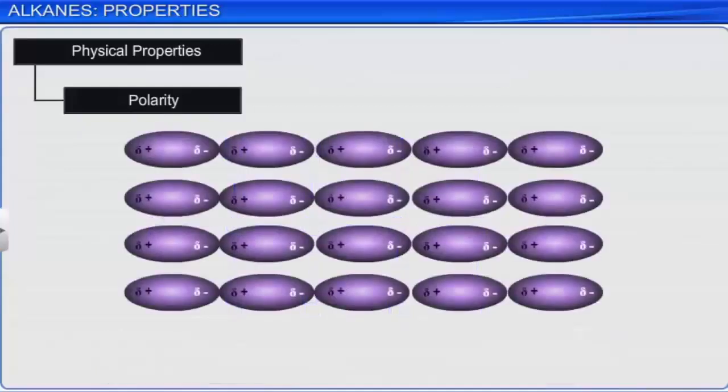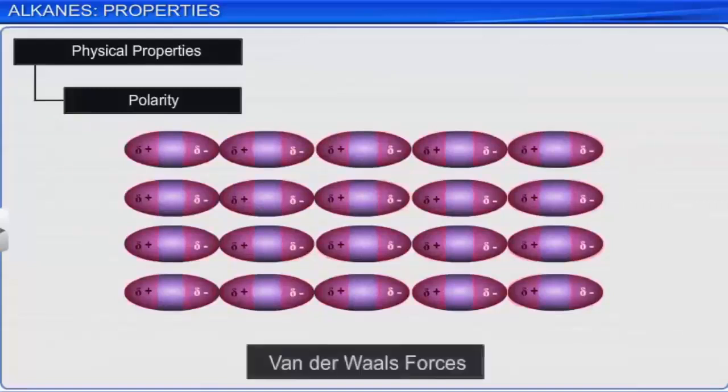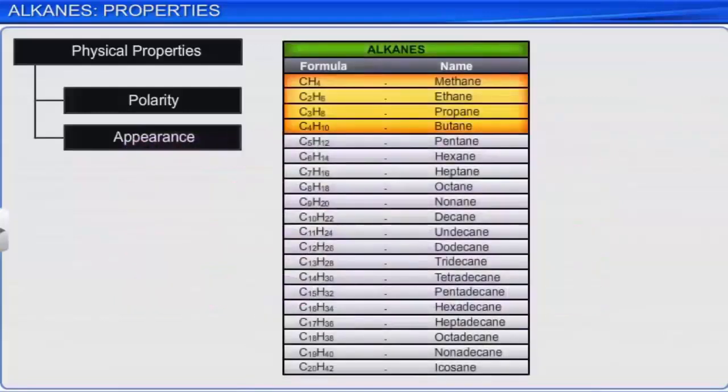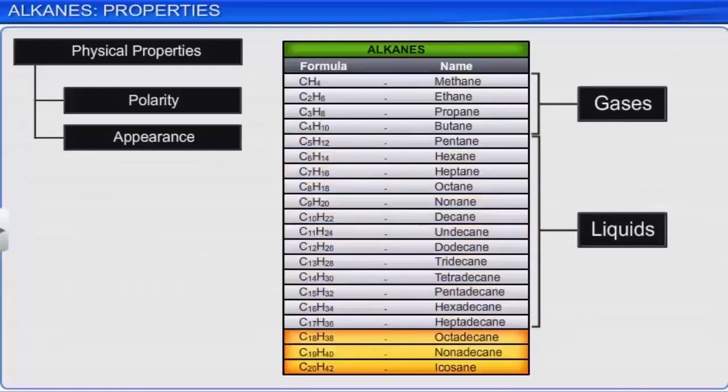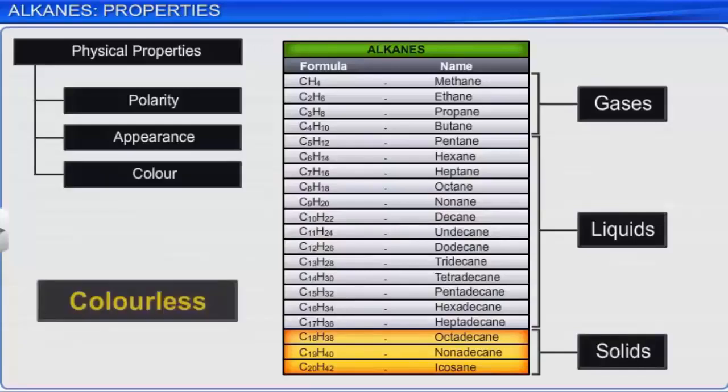This is why the only attractive force acting on these molecules is the weak van der Waals forces. Therefore, the first four members of the series, C1 to C4, are gases. C5 to C17 are liquids, while the molecules containing 18 or more than 18 carbon atoms are solids at 25 degrees Celsius. They are all colorless and odorless.